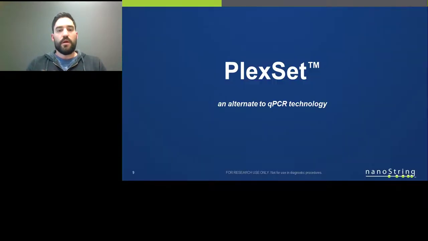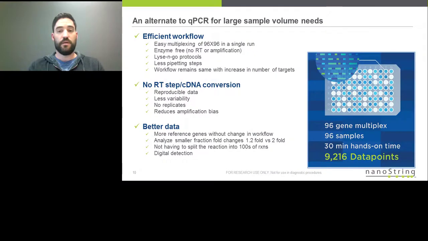And again, what I've been working on is this PlexSet technology, an alternative to qPCR technology, because it's very competitive with qPCR in terms of throughput, number of genes you look at, and ease of use. So on the right here, I'm just showing a 96-well plate.